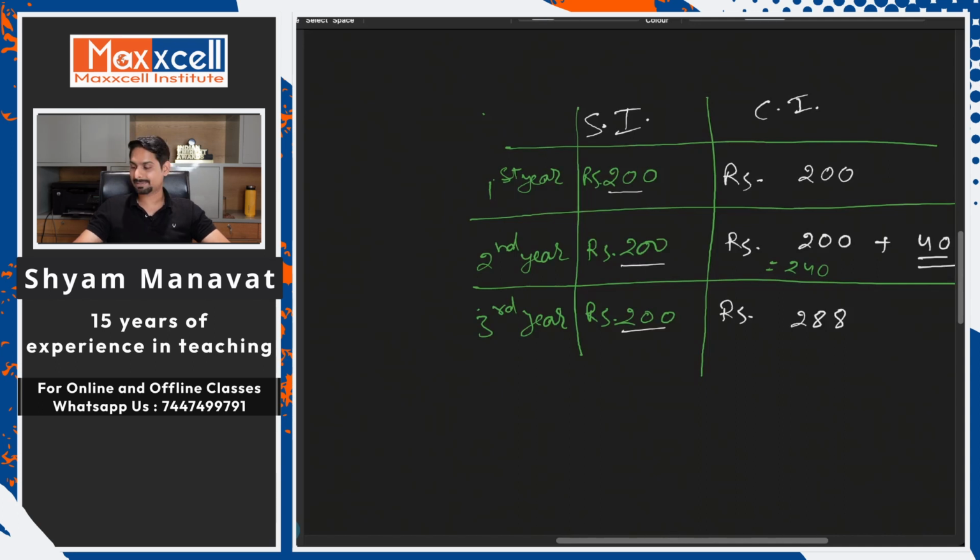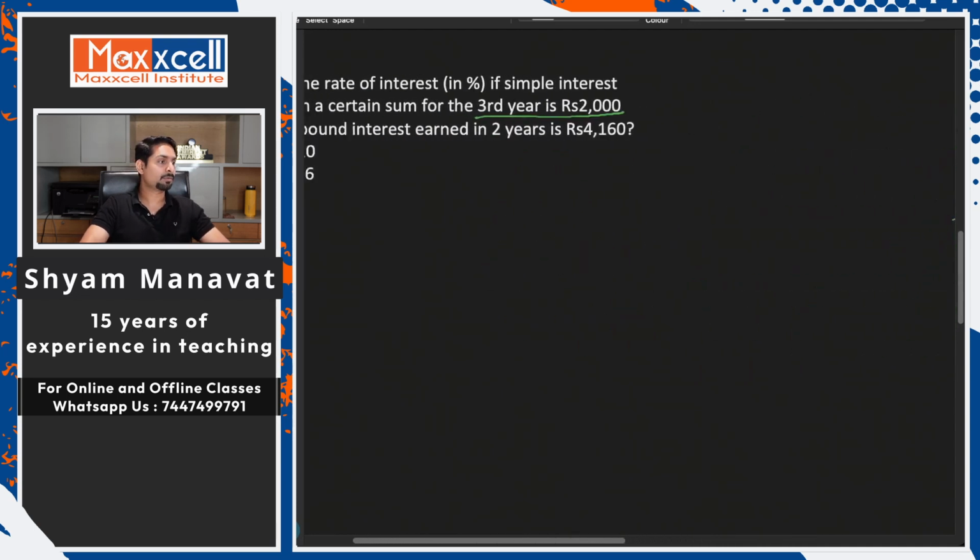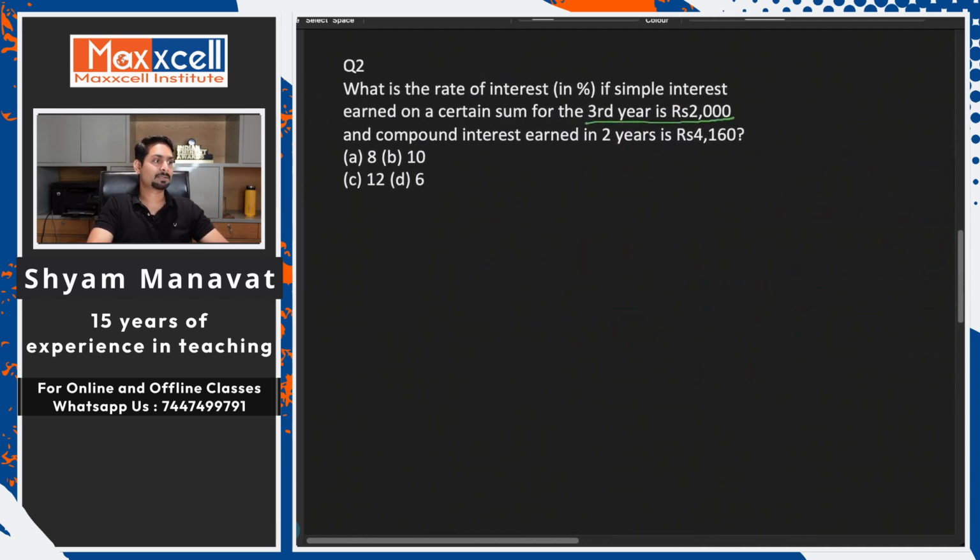Simple interest remains the same every year. So if it is 2000 for the third year, it will be 2000 for the first year also. For every singular year, it will remain the same, right? So if the third year it is 2000, that means for the first year also it should be 2000, right? Yeah, simple interest for the first year, or I will say 1 year, both are singular, same 2000.